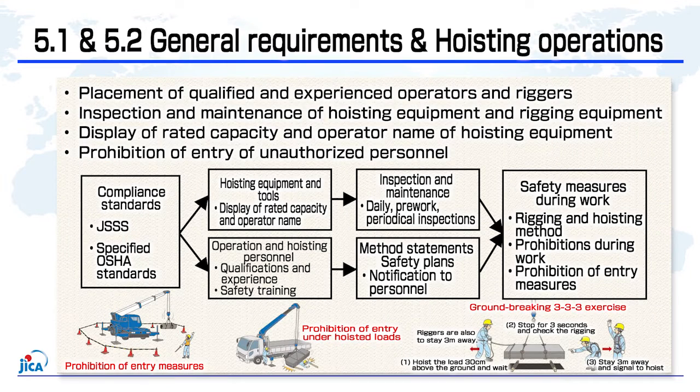Section 5.1 provides general safety requirements for hoisting equipment. Section 5.2 defines safety requirements for hoisting and rigging equipment, as well as hoisting operations. This section covers display of the rated capacity of hoisting equipment, implementation of daily, pre-work, and periodic inspections and maintenance, placement of qualified and experienced operators and riggers, instruction of work risks and safety measures, instruction and notification of emergency procedures to personnel, signals for riggers, measures for prohibition of entry, and prohibited matters during work.